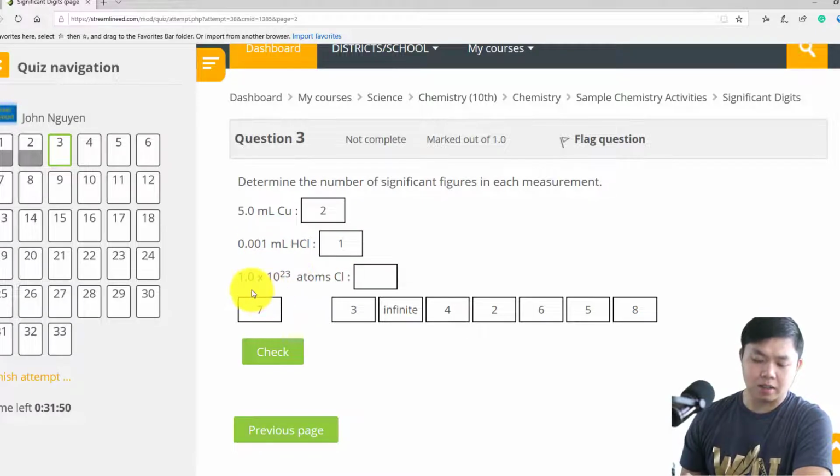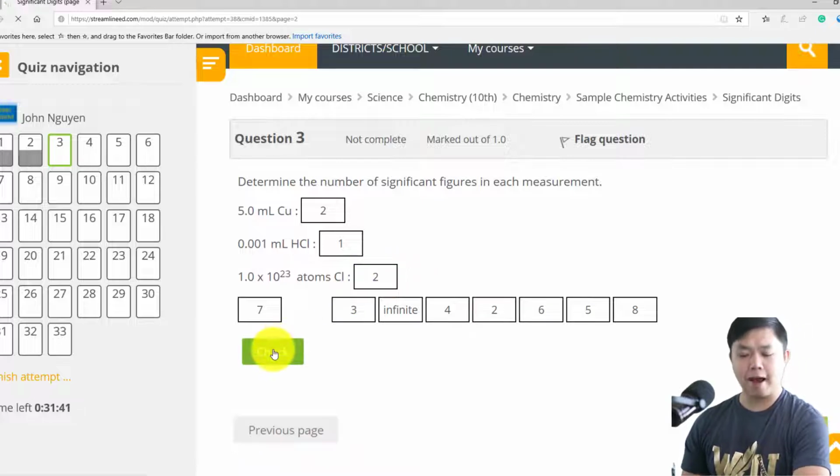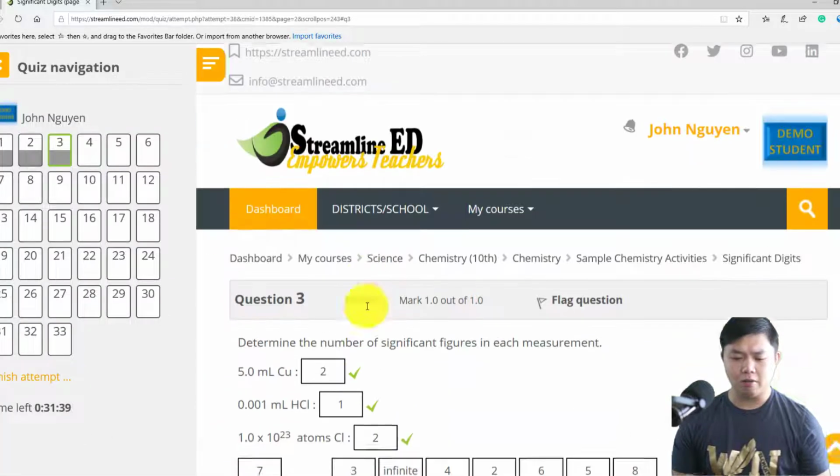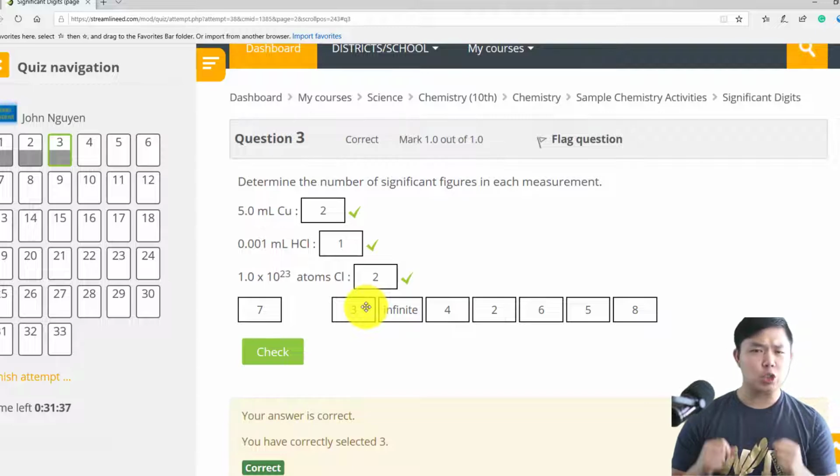And here again, we have a scientific notation number. We ignore that part. And here we just have 1, 2, because our first non-zero is here. So done. And now let's check our answer. Yes, there you go. So right away, this is extremely easy.